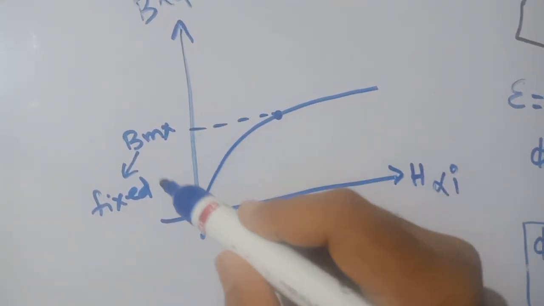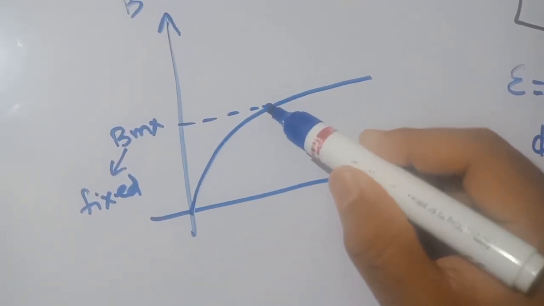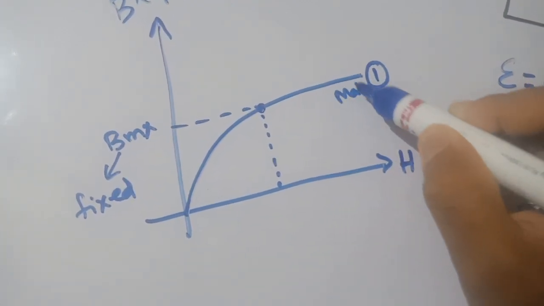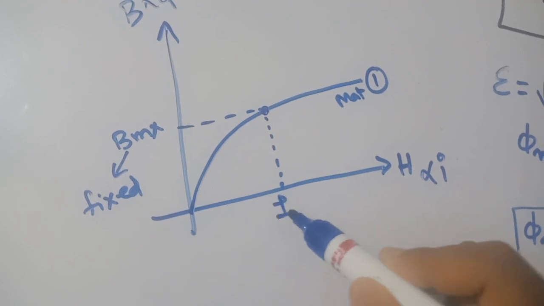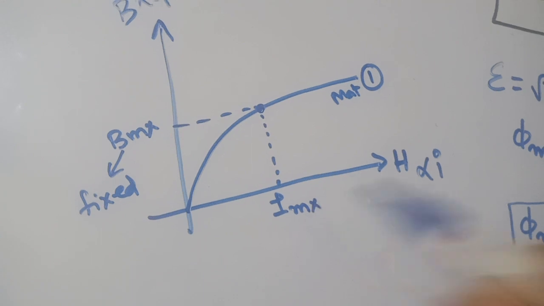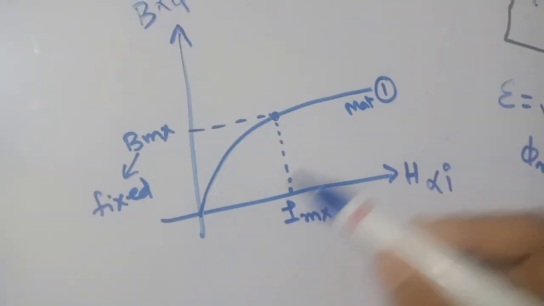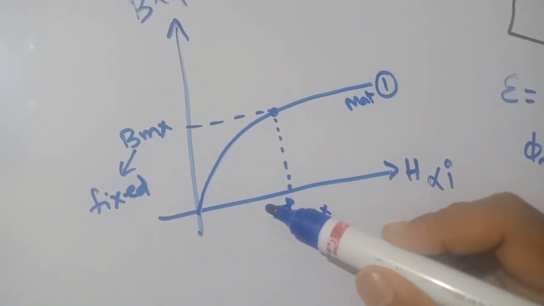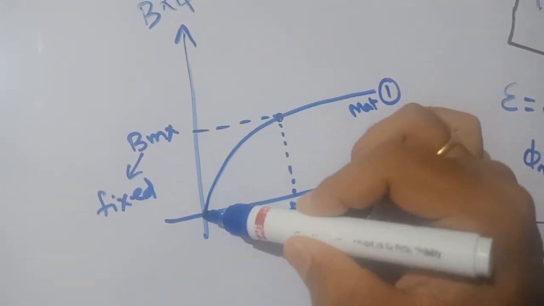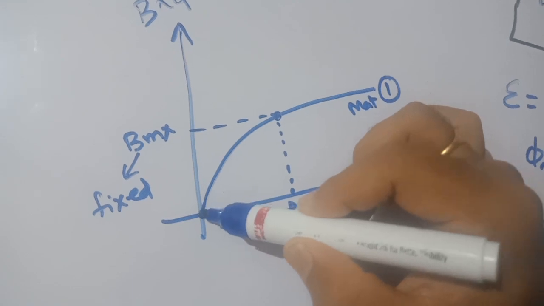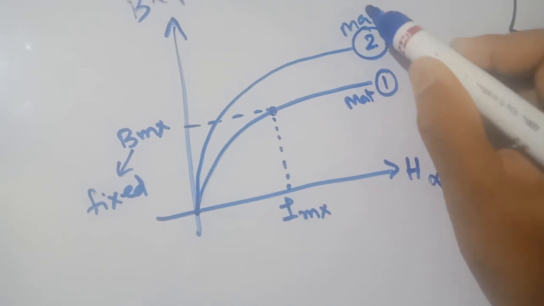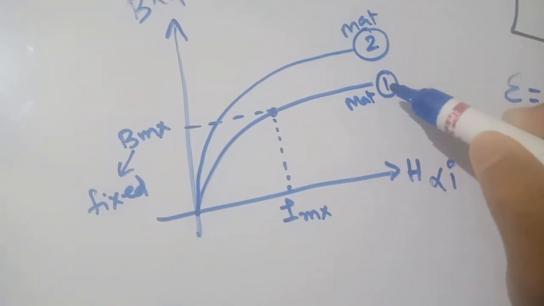To generate this much B max in the magnetic core, let us take this as material 1. This much H is required. As H is directly proportional to I, this much I max is required to create B max for this material. Suppose one has come up with a solution and used a better material than material 1. I will name that material 2. Its BH characteristics is something like this. So material 2 is better than material 1.